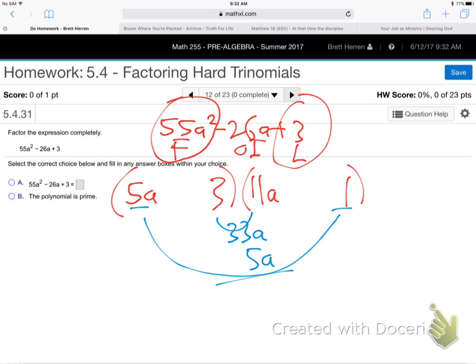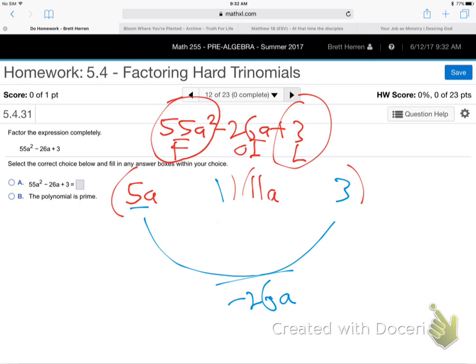How can that make the middle of minus 26A? Yeah. It's not going to work. No way. 33 and 5, if you subtract them, that's 28, not 26, huh? It's not working, so whenever it doesn't work, we switch the order on the back too. So switch the order. 1 goes here, the 3 goes there.